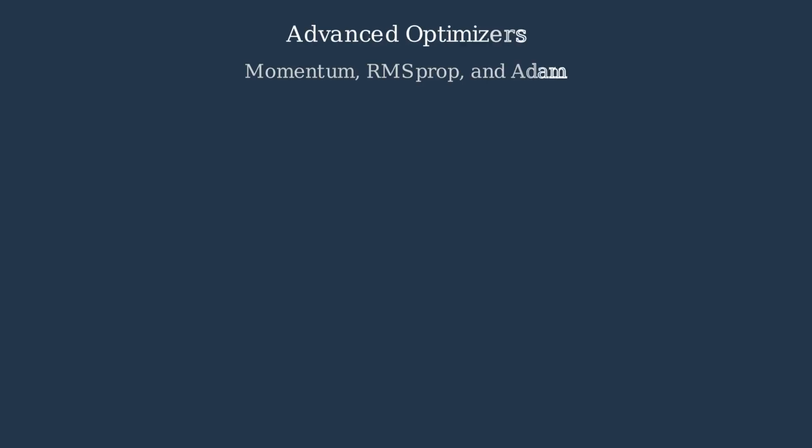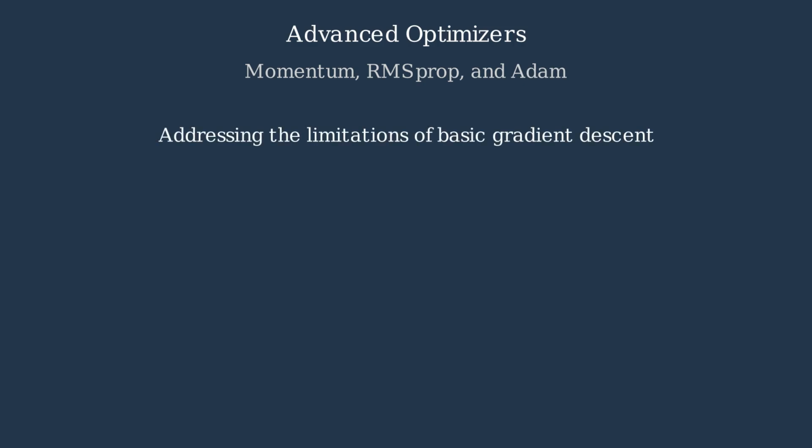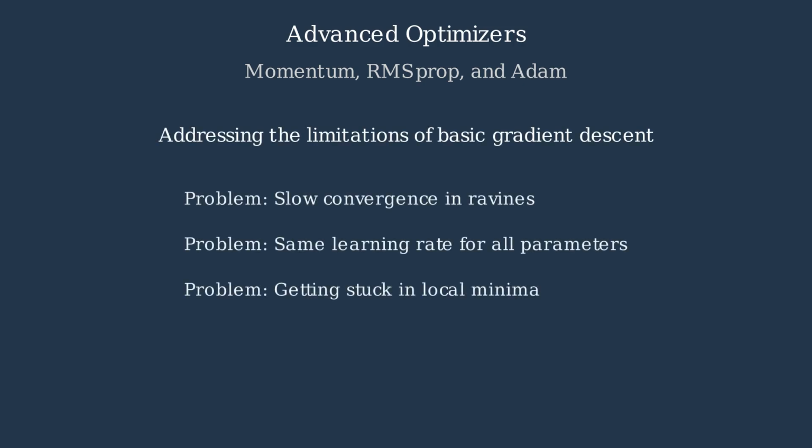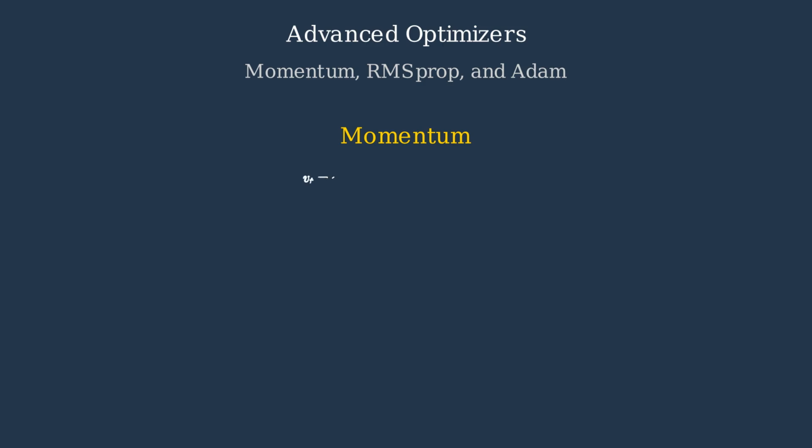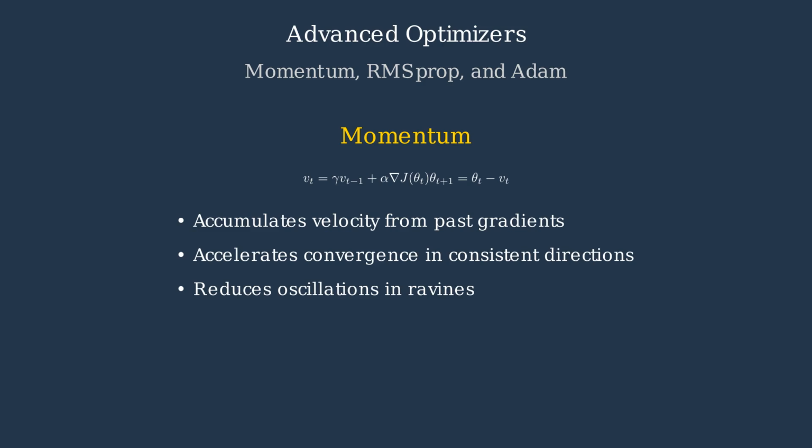Advanced optimizers improve upon standard gradient descent by addressing several key limitations. Basic gradient descent faces challenges, including slow convergence in ravines, using the same learning rate for all parameters, and getting stuck in local minima. Momentum helps accelerate gradients in the right direction by accumulating a velocity vector. The parameter gamma controls how much past gradients influence the current update.